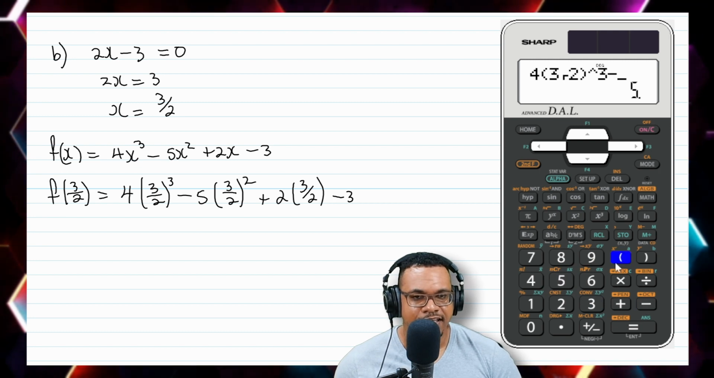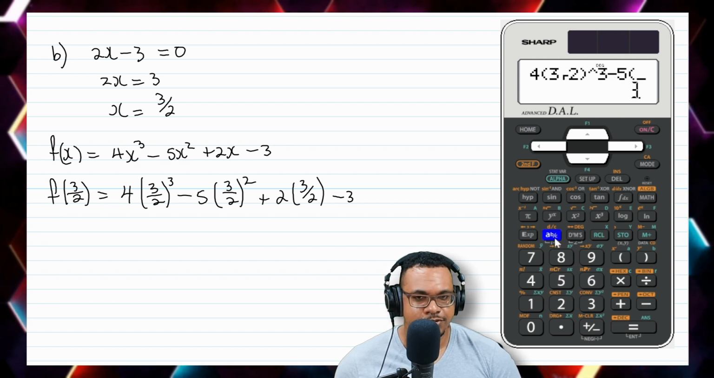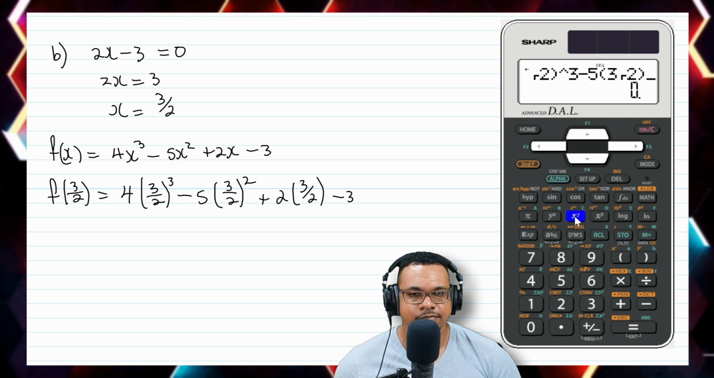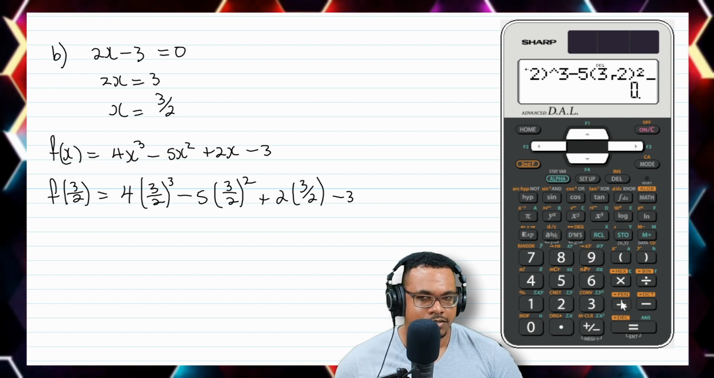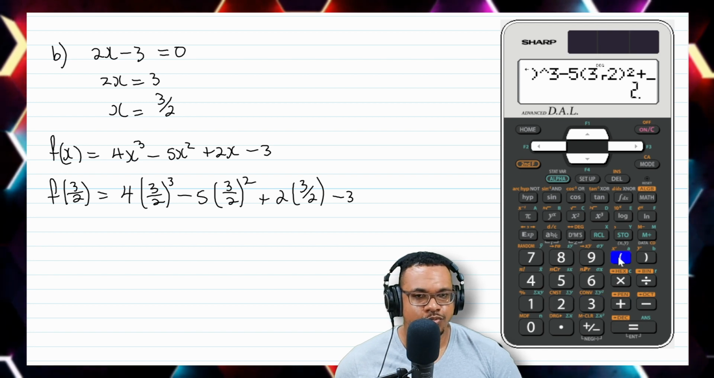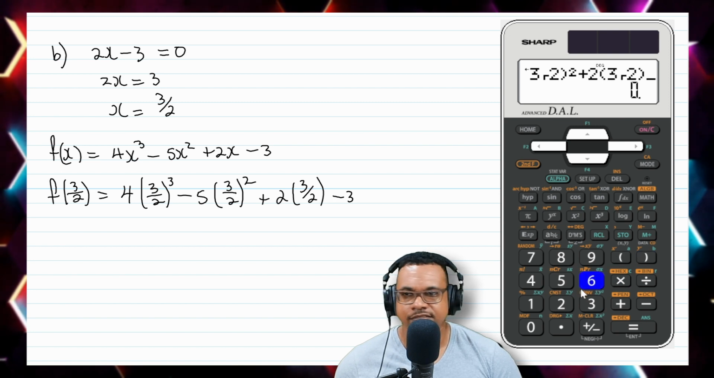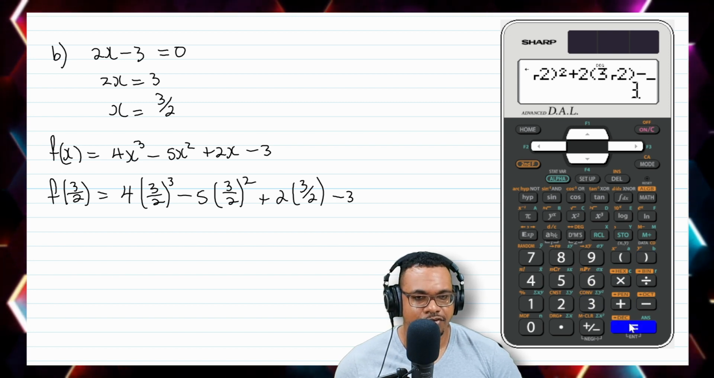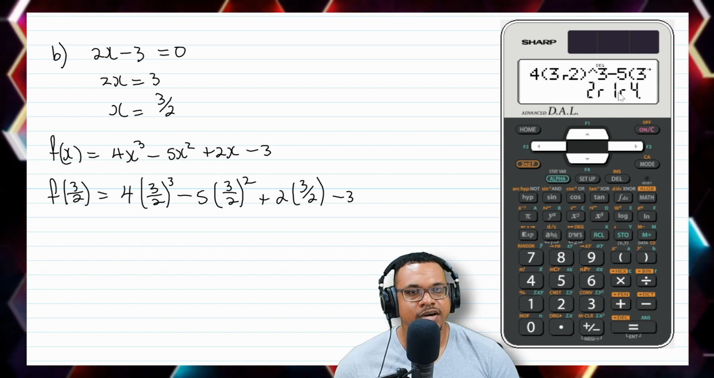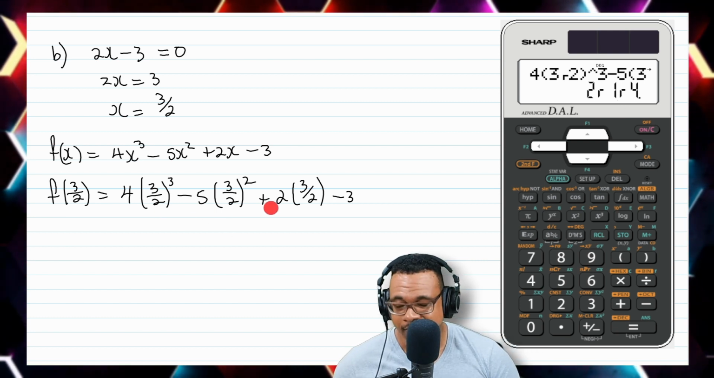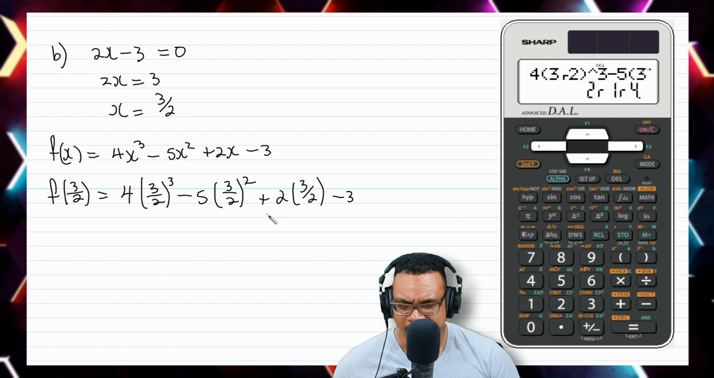Take away 5, open brackets, 3, use the fraction button, over 2, close the brackets. Okay, let's press the x squared button to square it. Plus 2, open brackets, 3 over 2, so 3, fraction button 2, close brackets. Take away 3, equal. So we get 2 1/4. So you see how simple this can be done on the calculator? Now let's work it out manually.